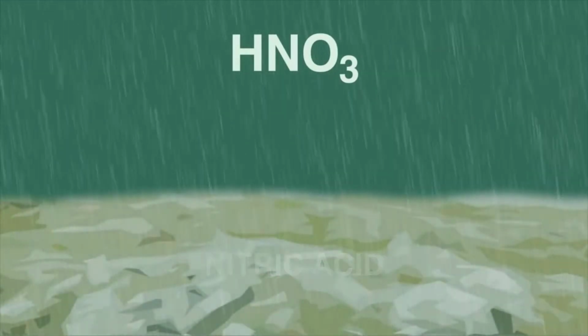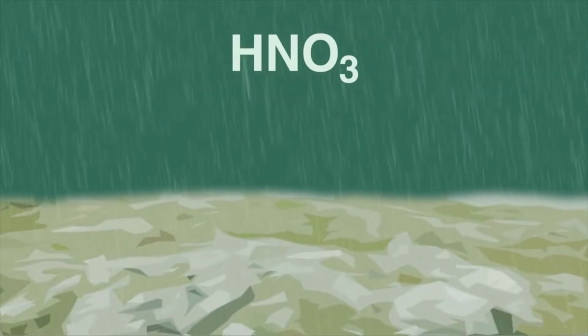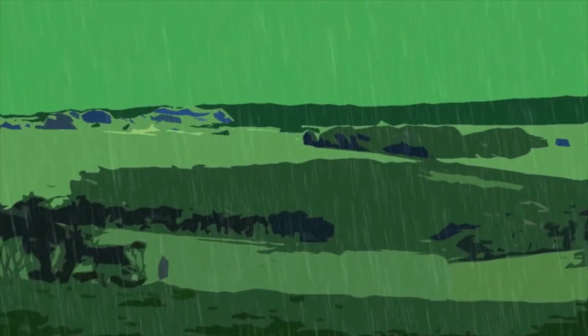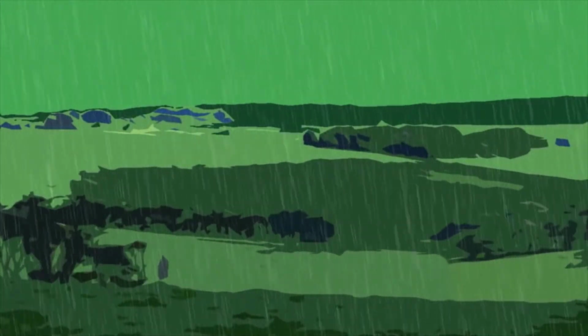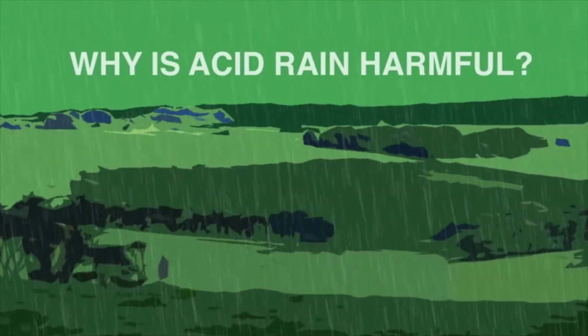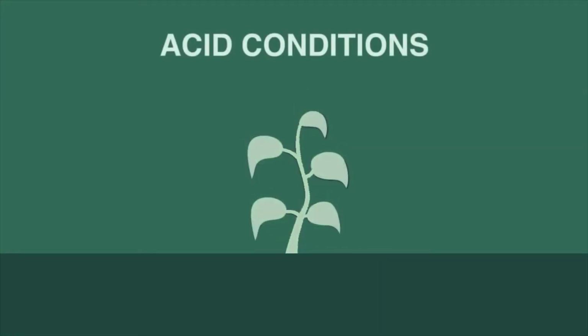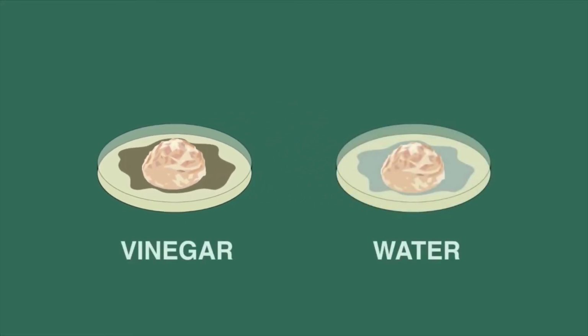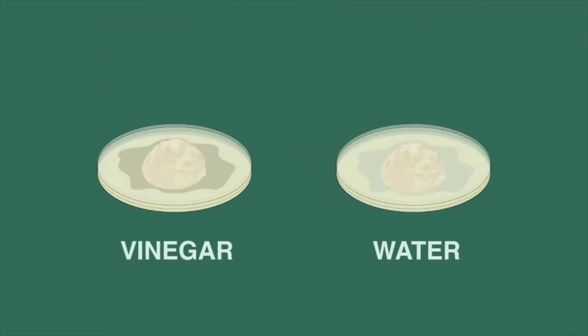If the rain falls on limestone soils which are alkaline, the acidity may be neutralized. However, if the rain lands on neutral or acid soils or on vegetation, then it can cause damage. So why is this acidity harmful to living things? Well, living things don't grow well in acid conditions, and it's easy to demonstrate this. Soak a slice of bread in vinegar and another in pure water, leave them open for a little while, and then leave them covered for a week.